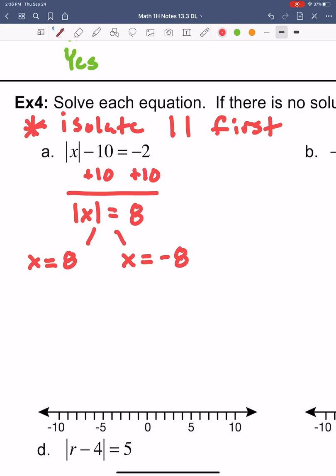No solving necessary, so we get our two answers here, which would be x equals 8, or x equals -8. So you're always going to end up with a positive version and a negative version when you set up those two equations. And then you'll solve them from there.